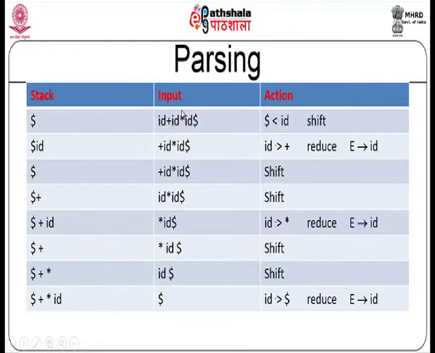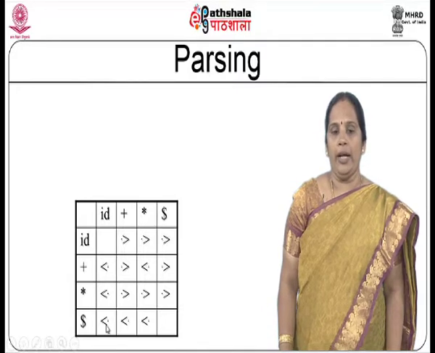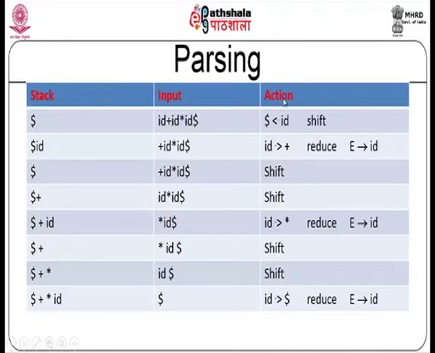Now, with this interpretation, let us look at the parsing action. Consider the input string as ID plus ID star ID followed by dollar. We compare the precedence of dollar and ID. What did we say? If the stack symbol has lesser than or equal precedence to the input symbol, you shift, else you call the reduce function. Comparing dollar and ID, dollar has lesser precedence than ID. Therefore, I shift ID onto the stack. That is what is indicated here as the action.